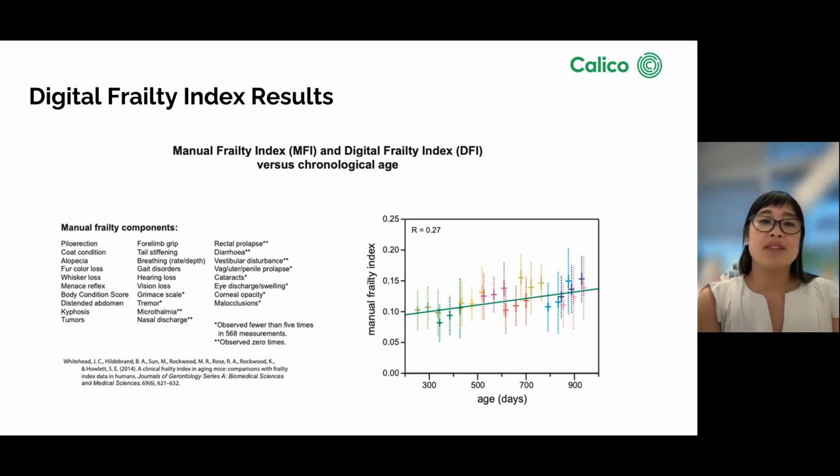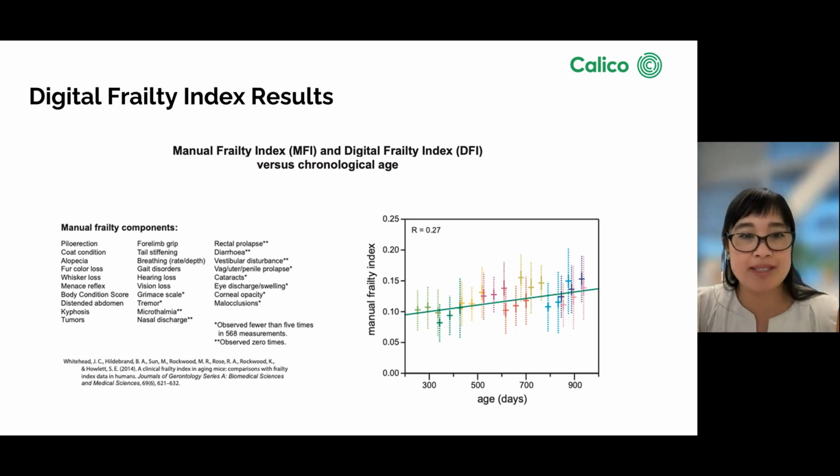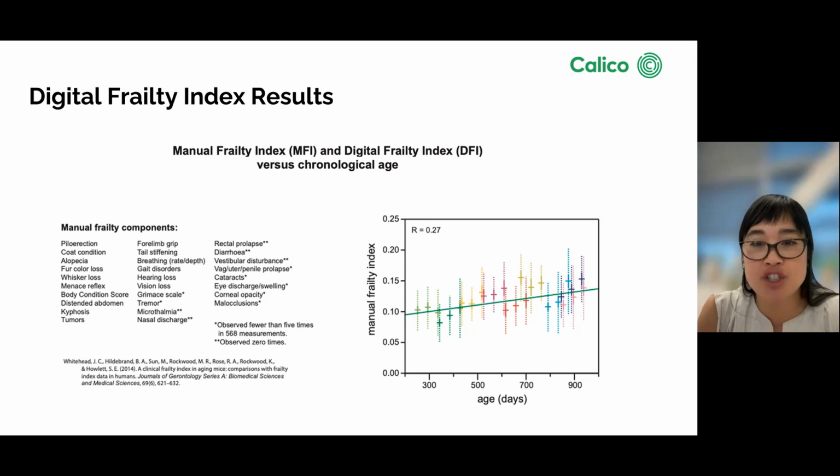Next. Great. So these are the results that we published. We did the manual frailty on all 200 plus mice, and this is the curve that we got, and we had a correlation of manual frailty index and chronological age of 0.27. Now, it's not the greatest R coefficient, but what's interesting is that for JAX-DO mice, because they have variable phenotypes, we don't get as strong correlation for some of these manual frailty components. Things like coat condition or alopecia, for example, are more represented in Black 6 mice than DO.